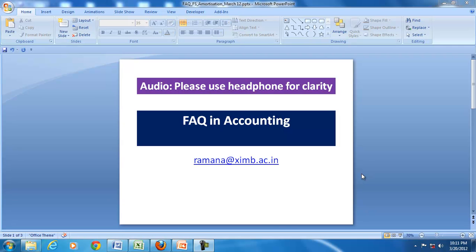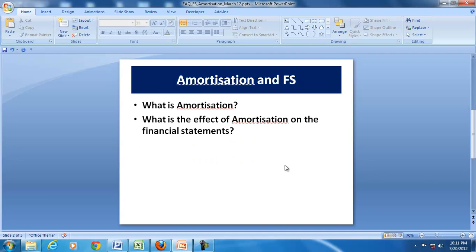Hello and welcome to our discussion on frequently asked questions in accounting series. In this series, we pick up a few questions and try to understand the effect on the financial statements. The focus of this session is to understand amortization and the effect of amortization on the financial statements.